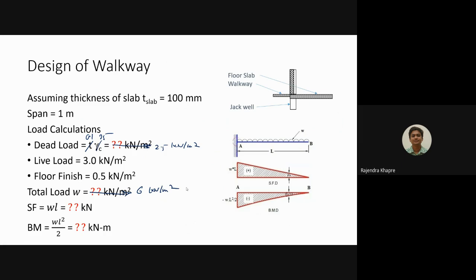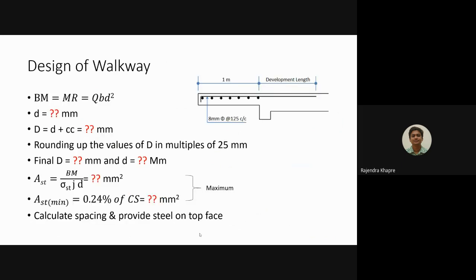So the shear force will be W into L. W will be 6, into the span, which is 1. So this will be 6 kilonewton. And the bending moment is W into L square by 2. So this is 6 into 1 square divided by 2, which will be 3 kilonewton meter. Okay, it's a very simple cantilever slab design. So I think this will be sufficient.